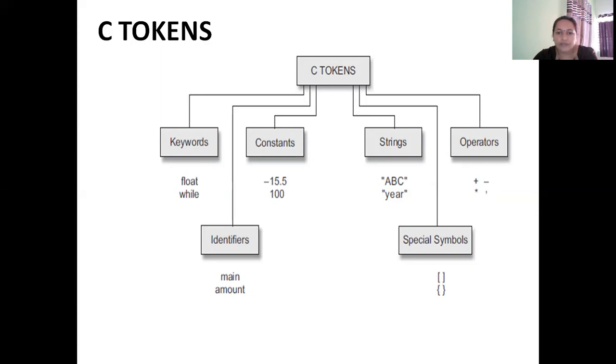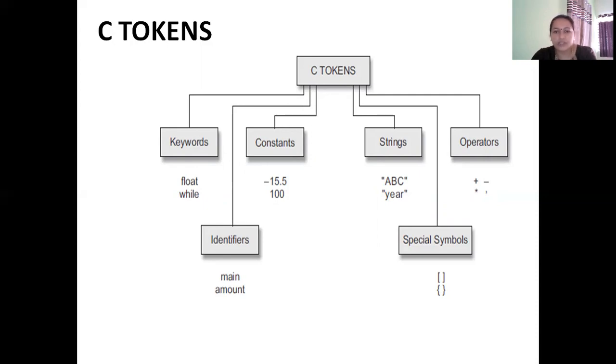Next, we have the 4th type of C tokens, that is strings. Strings are a set of characters which are enclosed within double quotes. So ABC, year, hello world, so on are all strings. Whatever is enclosed within double quotes becomes a string.